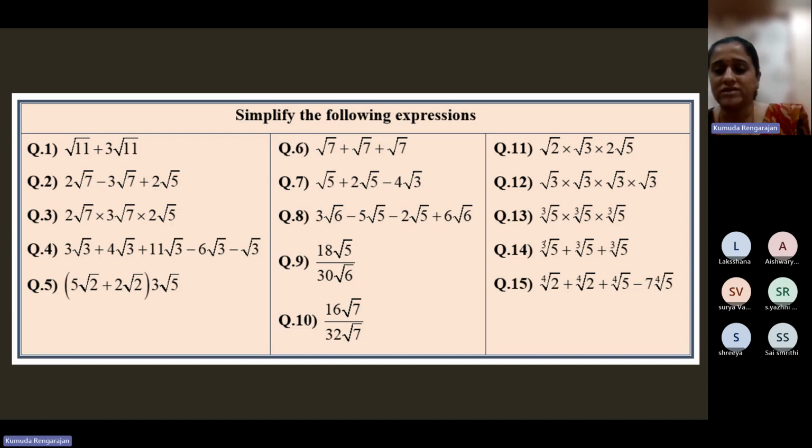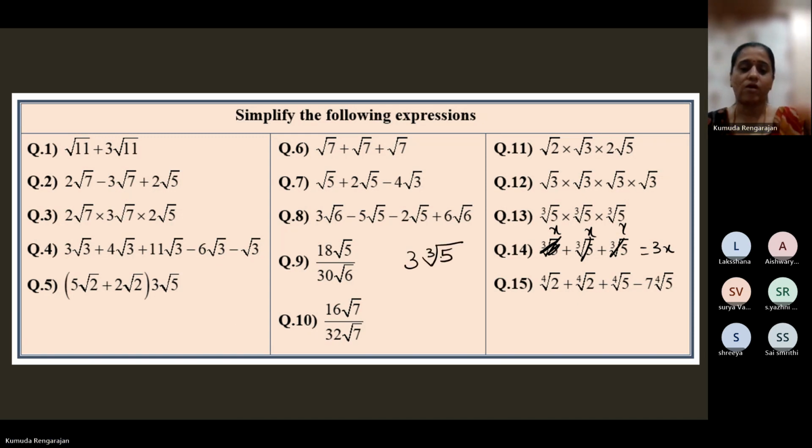This cube root of 5 is like x. X plus x plus x. What is x plus x plus x? 1x plus 1x plus 1x. 3x. So it is 3 and x is cube root of 5. So 3 cube root of 5.